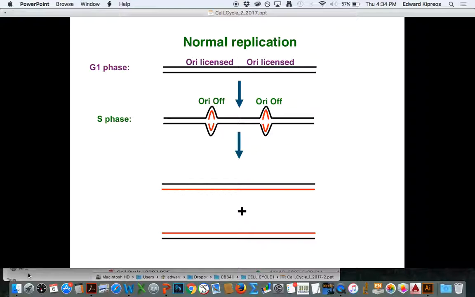All right, so this is a diagram that I made, and it explains what's happening under normal replication. In G1 phase, the origins are licensed. They can replicate if given the right signal, but they're not replicating because they're in G1 phase. Okay, in S phase, they start replicating, but the license is removed. So the new DNA is now in red, and you get one copy. You can't restart it because there's no license. The license is, yeah.